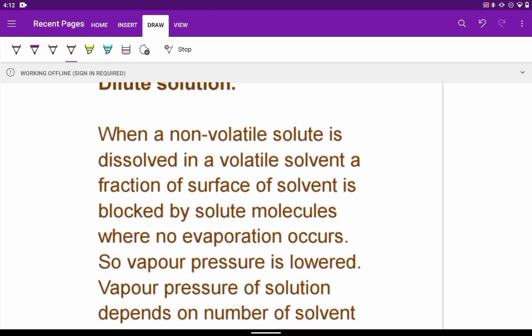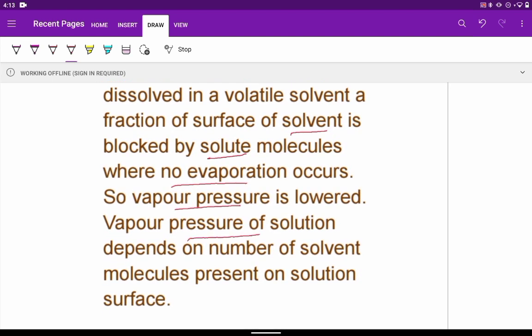Now when a non-volatile solute is dissolved in a volatile solvent, some fraction of the surface of the solvent is blocked by solute molecules. Because in the solvent, solute is also present, so on the surface there will be some solvent molecules and some solute molecules. But the solute molecules are non-volatile, so they will block some percentage of the surface area of the solvent. In that area there will be no evaporation because the solute is non-volatile. So the vapor pressure is lowered.